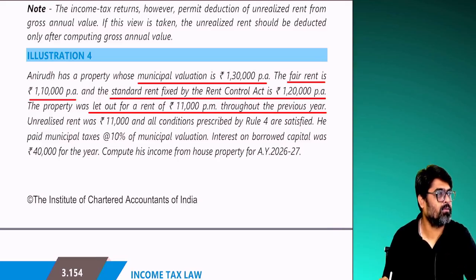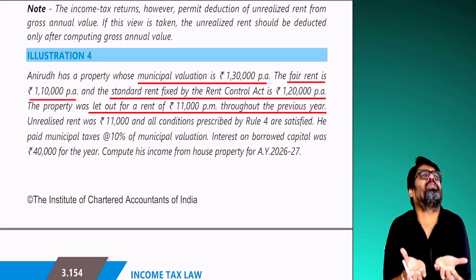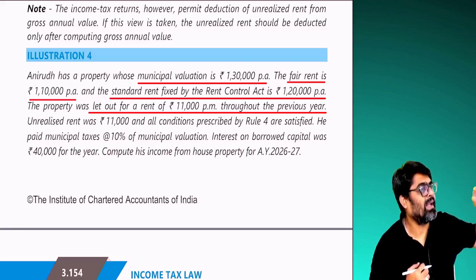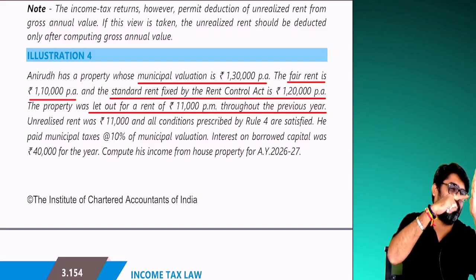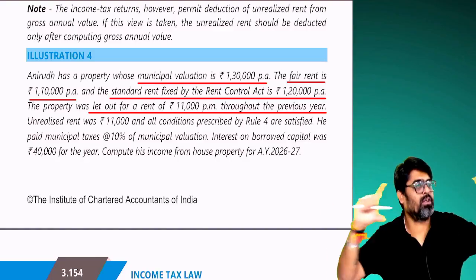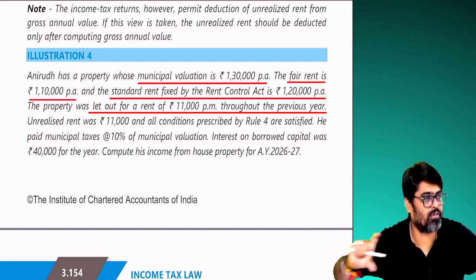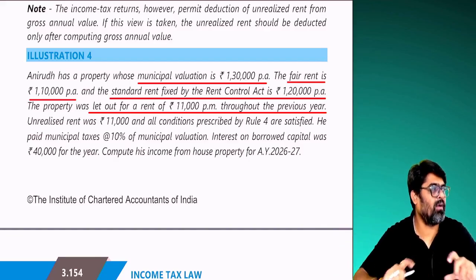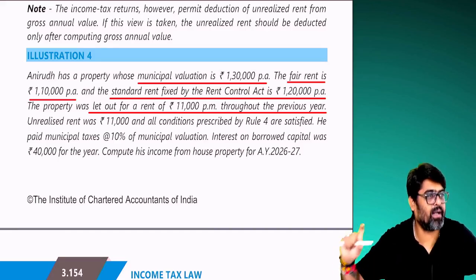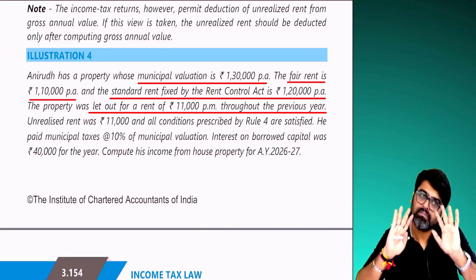Are they telling you Anirudh is becoming the owner of this property for the first time, or is Anirudh already the owner? So can I say Anirudh's ownership is for the whole year, from 1st April? Ownership for how many months? Expected rent for how many months? Municipal value for how many months? Fair rent, standard rent, all the figures are given per annum. Thank God.